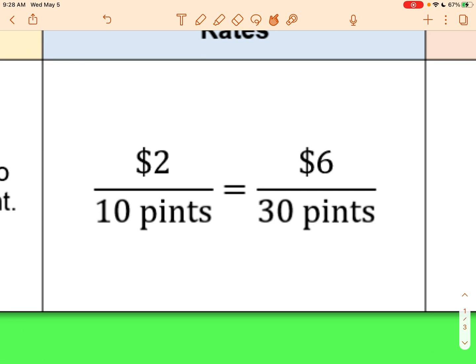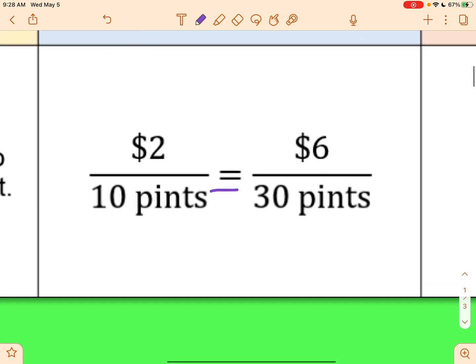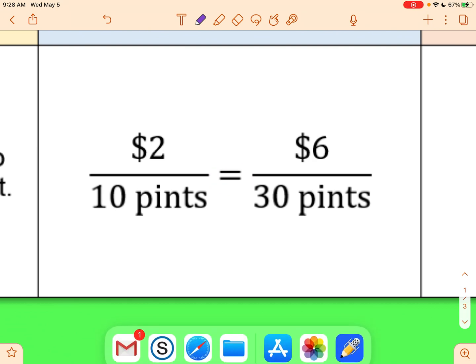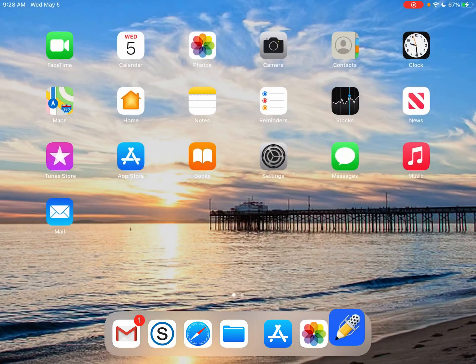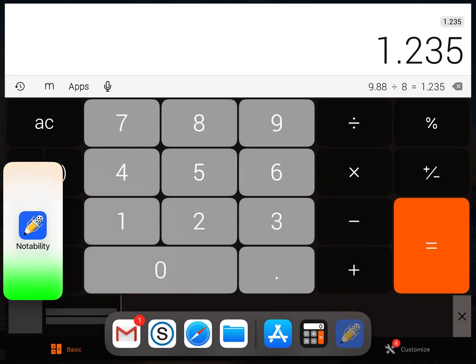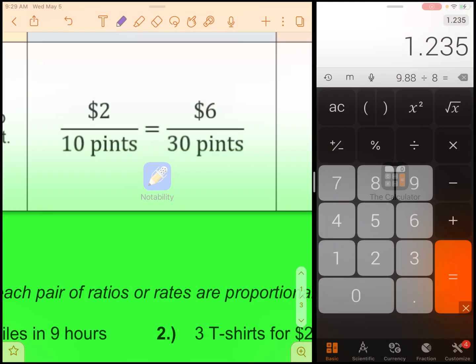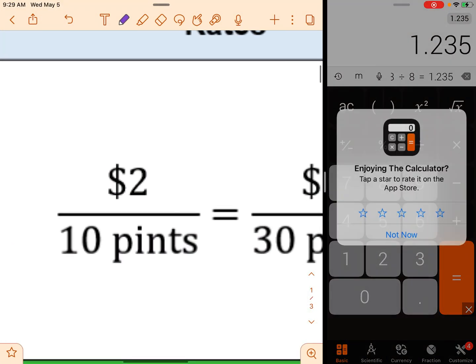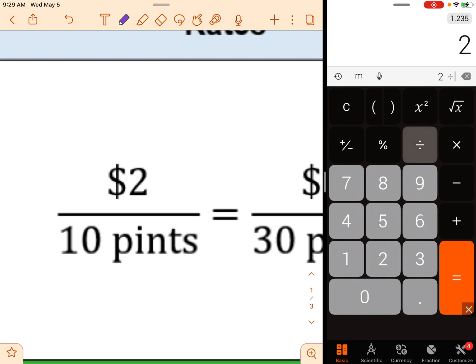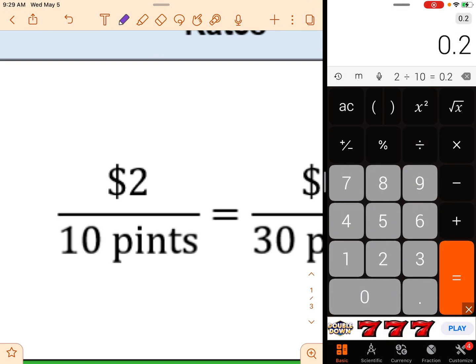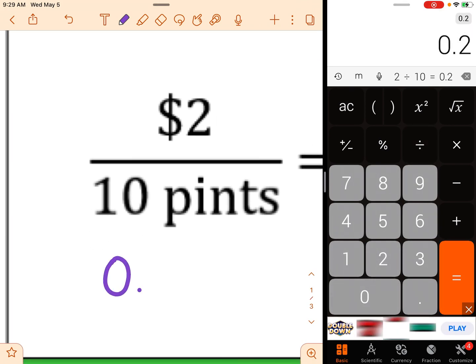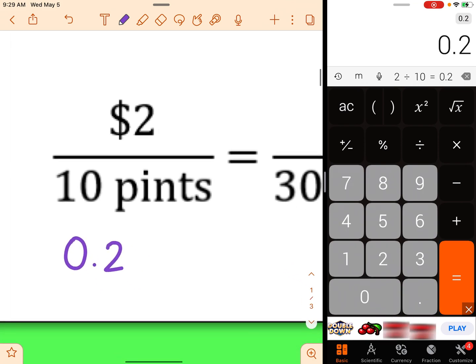So to figure out if these are a proportion, if these are equal, we need to go ahead and divide and find the unit rate. So what we are going to do is grab your calculator, and we are going to divide 2 divided by 10. 2 divided by 10 gives us 20 cents. So we get 0.2. And we're talking money per pint.